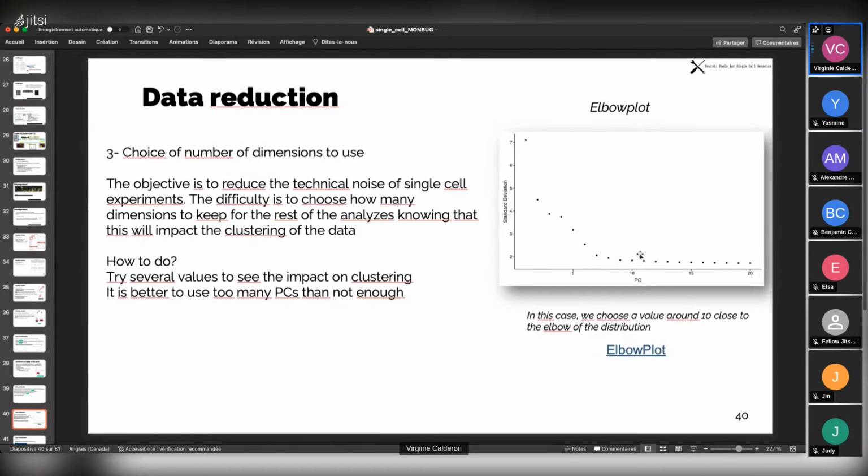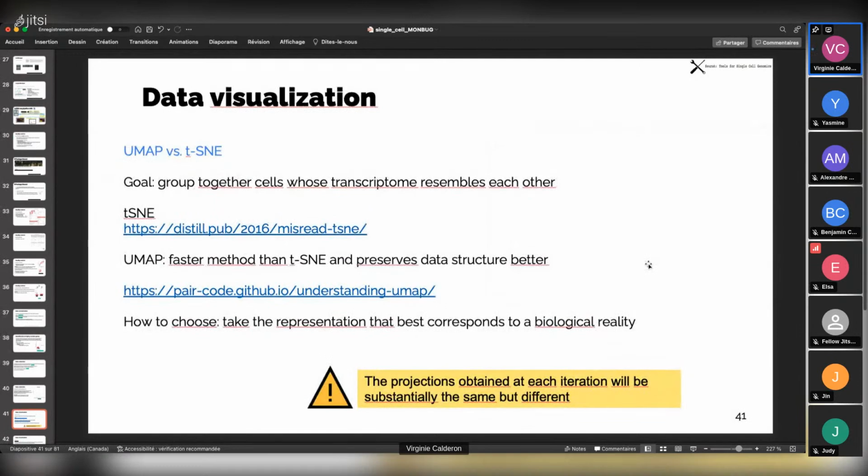But one rule we have in single cell analysis is that it's always better to have more pieces than not enough. So if I have a choice to make, I will maybe prefer to do 15 pieces than 8 pieces, to be sure that I have captured all the important information in my dataset. So that's the rule: better to use too many pieces than not enough in this type of analysis. So okay, decided, I will keep the first 10 in this case. This will be an argument in the next analysis, for the data visualization for example.